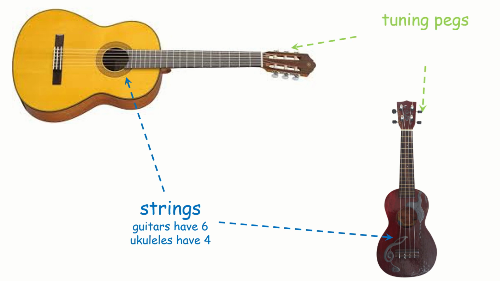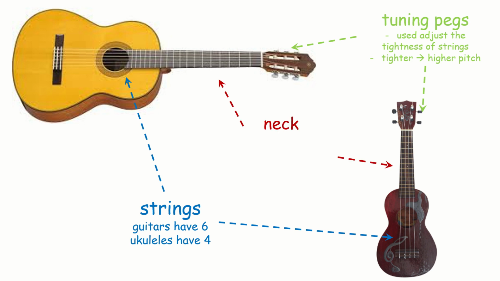To tune the strings, we use tuning pegs, which adjust the tightness of the strings. The tighter the strings are, the higher the pitch they are tuned to. Now it is in the neck where the magic happens. We press the strings on different locations in the neck to alter the pitch of the notes produced in every string. These locations are called frets, or the vertical sections that divide the fretboard.